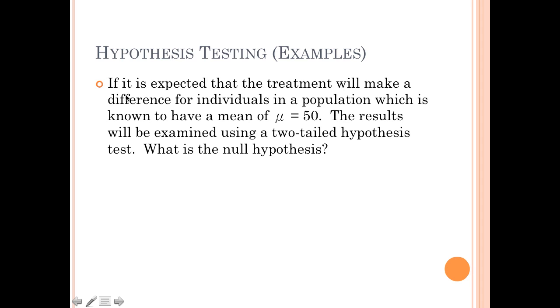So that keyword right there will tell you that it's a two-tailed test, even though it says it's a two-tailed test. So with a two-tailed test, your null hypothesis is always going to be mu equals whatever the status quo is, which for us, in this example, is 50. The alternative hypothesis would just be mu does not equal 50.